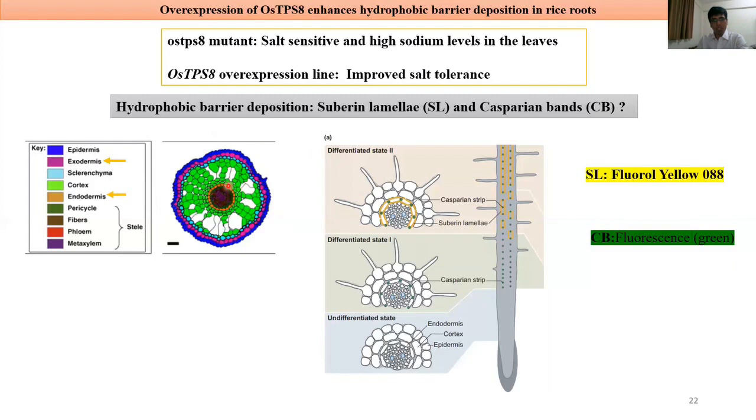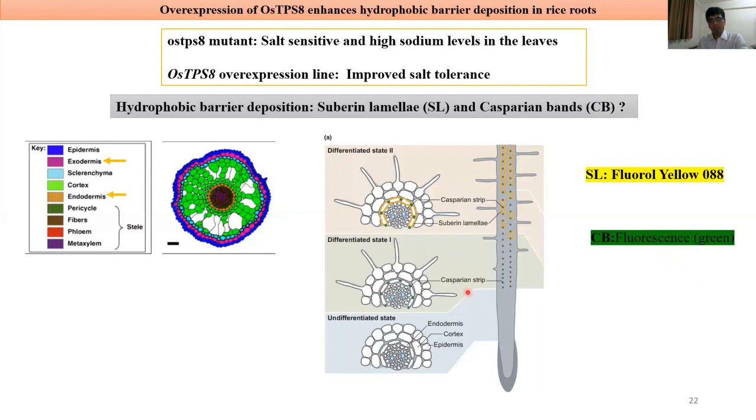And this image is showing how the hydrophobic barrier forms in the plant. This is the apical part of the root, this is the mid part and this is the basal part. The two layers that comprise the hydrophobic barrier are the suberin lamella and the Casparian band. The suberin lamella, in this image you could see the yellow color, forms a layer in the inner cell wall of the endodermis. It can be stained by fluorol yellow, and upon microscopy this will give the yellow color. And the Casparian band forms the layer in the anticlinal wall of the endodermal cell. Because of that, we could see a patchy or band type formation. This can be stained with a different stain that gives the green color.